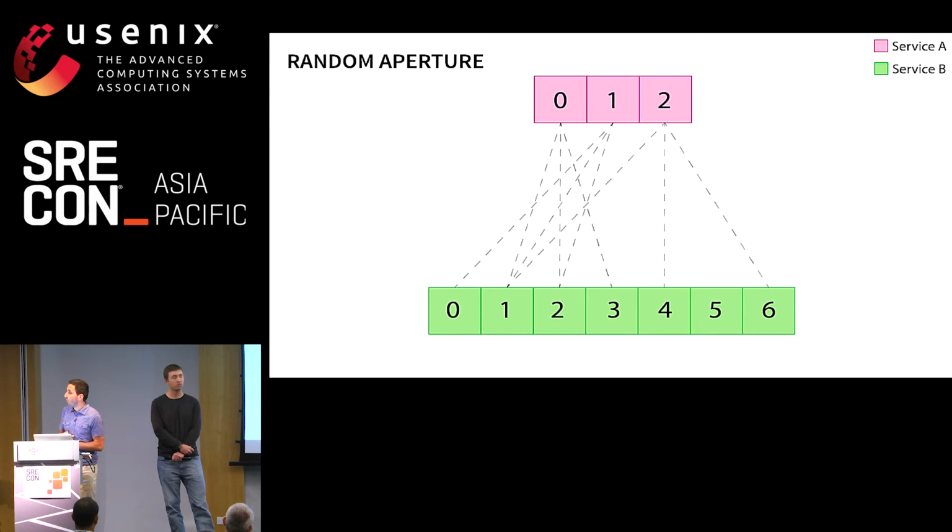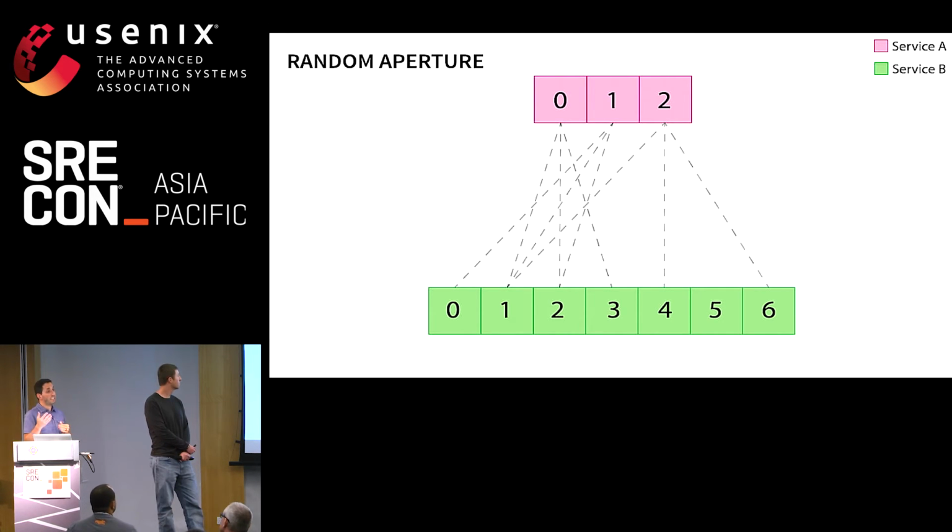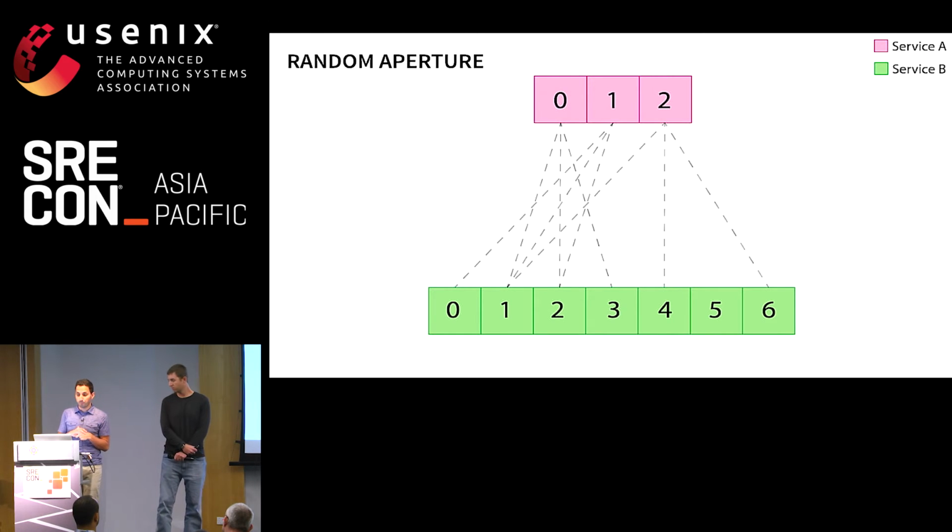Given the same service topology that we looked at earlier, random aperture might look something like this. We have service A that converges on an aperture size of 3. The idea here is that service A is receiving uniform load, so each load balancer within service A is converging on the same aperture size. Again, this solves a lot of the problems that we mentioned earlier. We have fewer connections, we have more concurrency across any given connection, and we have better isolation between particular failing instances in service B.